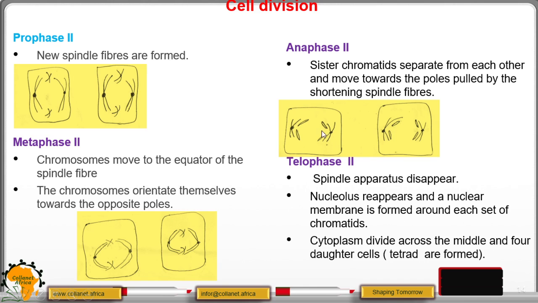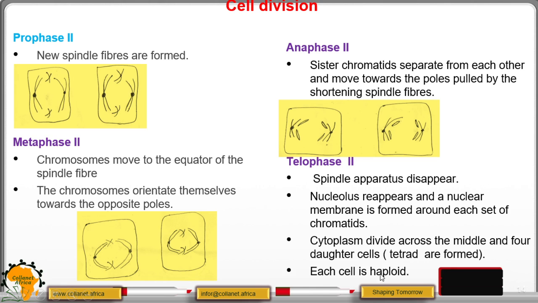So already we have 2 daughter cells from meiosis 1. Then during the last stage of telophase 2, these 2 daughter cells from meiosis 1 will divide each by 2, so that we can have 4 daughter cells, which are also called tetrad.